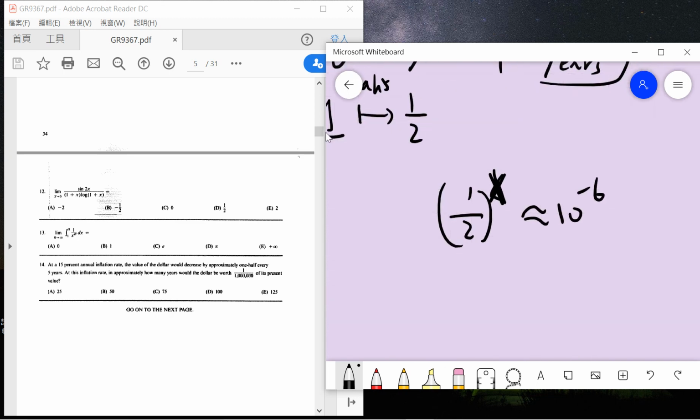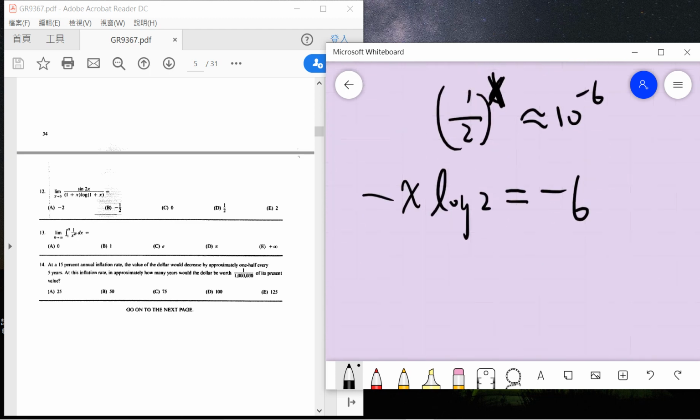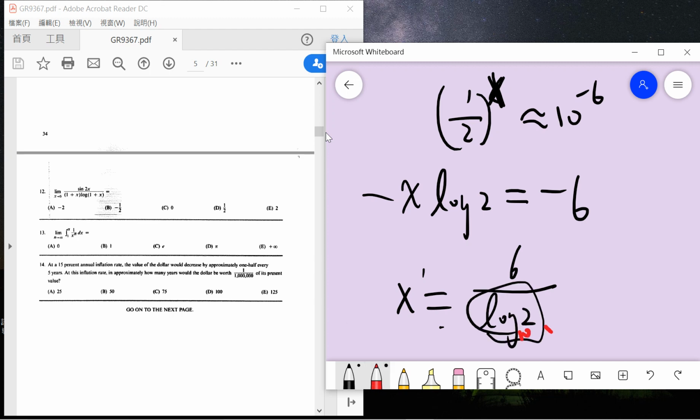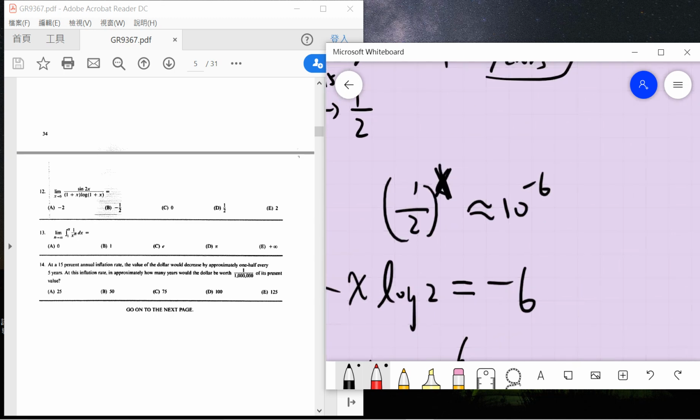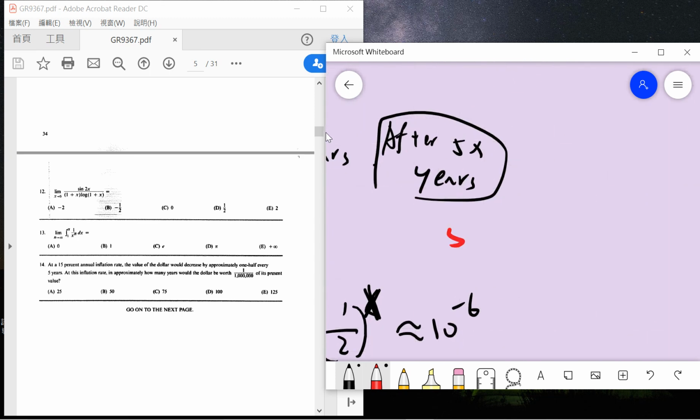Okay, so take log base 10, you have x times minus log 2 needs to be minus 6. So x is approximately 6 divided by log 2. And log 2 in base 10 is, you need to remember, 0.3. Close to 0.3. So basically this is 20. So he asks how many years until the dollar would be worth 10 to the negative 6 of its present value. The answer is 5 times 20. So it's 100 years. So the answer is D.